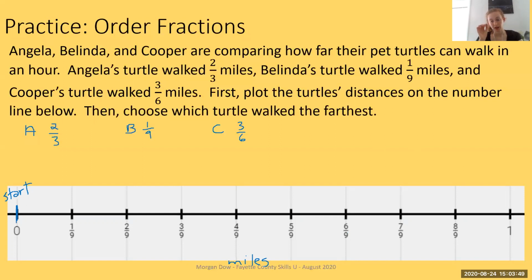Okay. And then I look at the space between 0 and 1, and I see that it's been broken up into 9 equal parts. Right, I've got 1/9, 2/9, 3/9, 4/9, 5/9, 6/9, 7/9, 8/9, and 9/9 to get to 1 whole. So since I'm talking about ninths on my number line, I can actually take Belinda's turtle and plot that onto the number line right away. So Belinda, I'm going to put a point here at 1/9, and I'm going to label it B for Belinda.